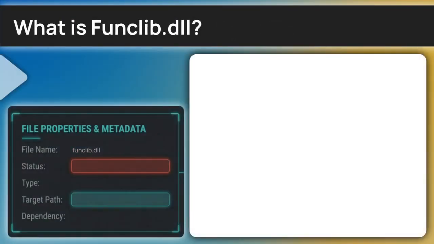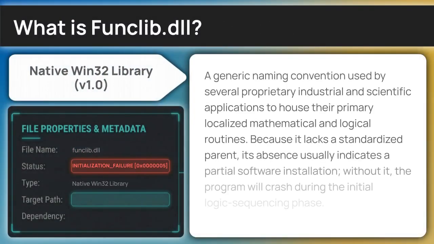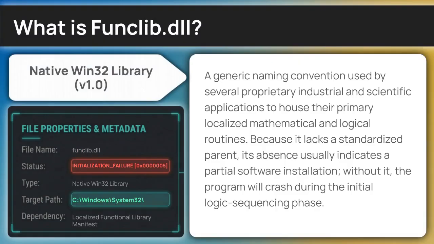This is the Function Library Module, a generic naming convention used by several proprietary industrial and scientific applications to house their primary localized mathematical and logical routines. Because it lacks a standardized parent, its absence usually indicates a partial software installation. Without it, the program will crash during the initial logic sequencing phase.